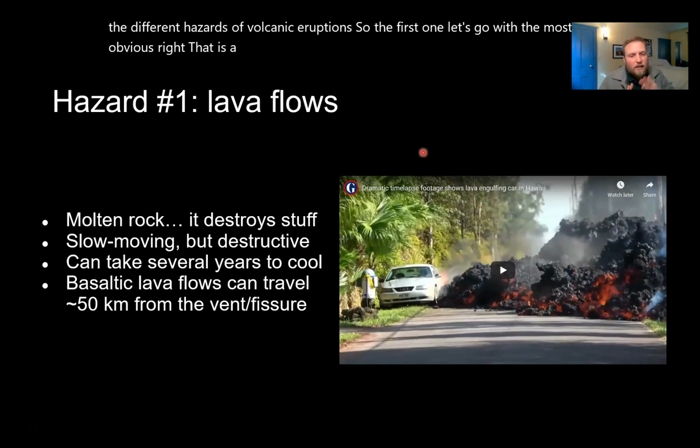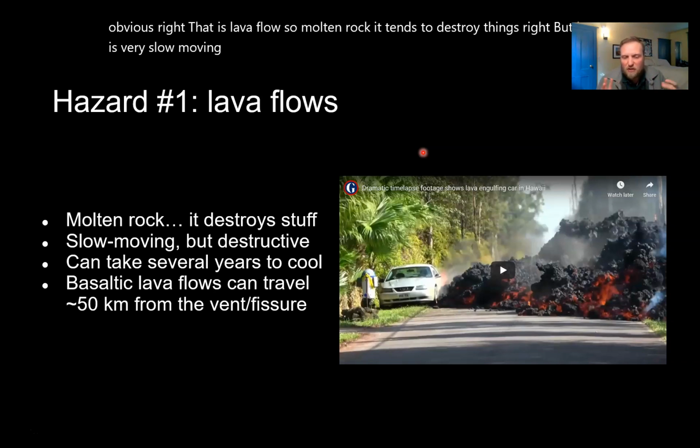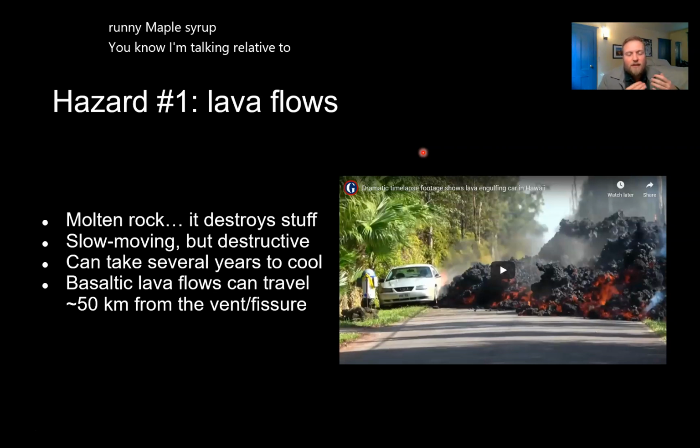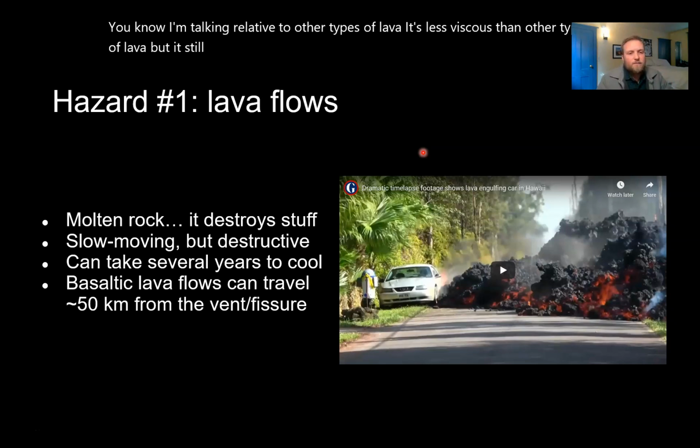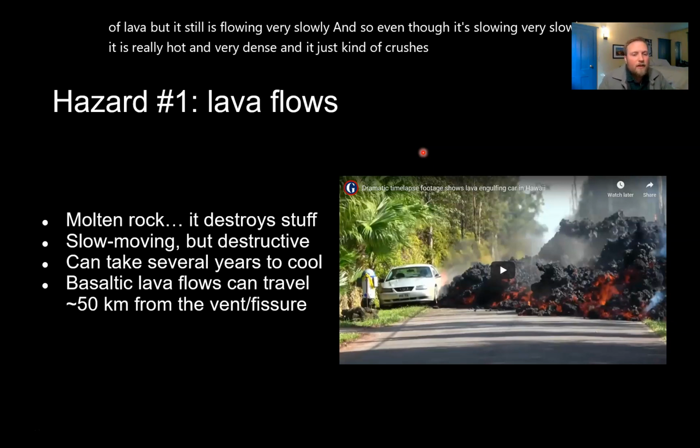So molten rock tends to destroy things, right? But it is very slow moving, right? I know I've described this as being low viscosity, like runny maple syrup. You know, I'm talking relative to other types of lava. It's less viscous than other types of lava, but it still is flowing very slowly. And so even though it's flowing very slowly, it is really hot and very dense, and it just kind of crushes and melts everything in its path.